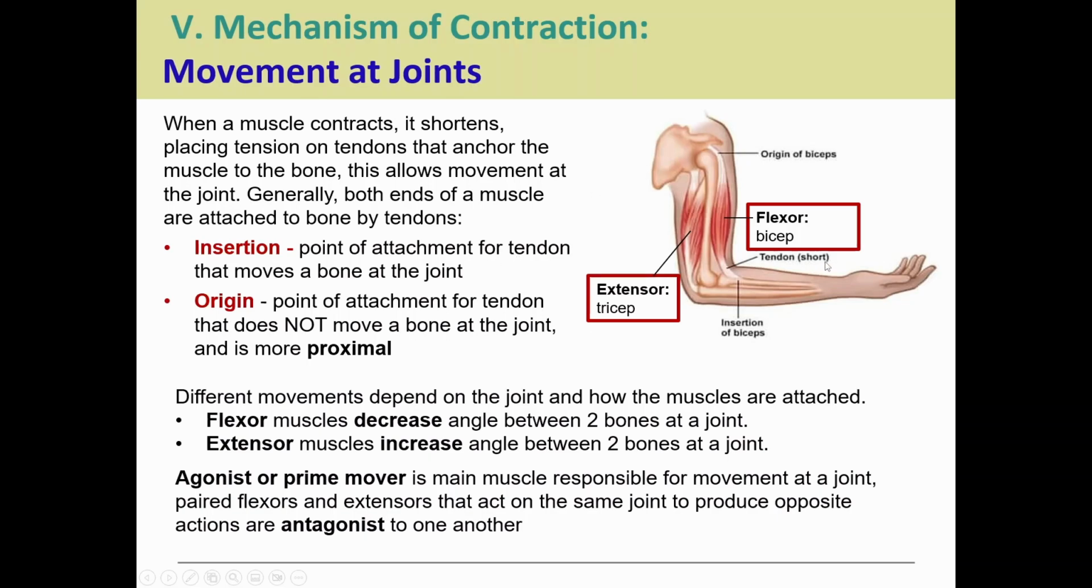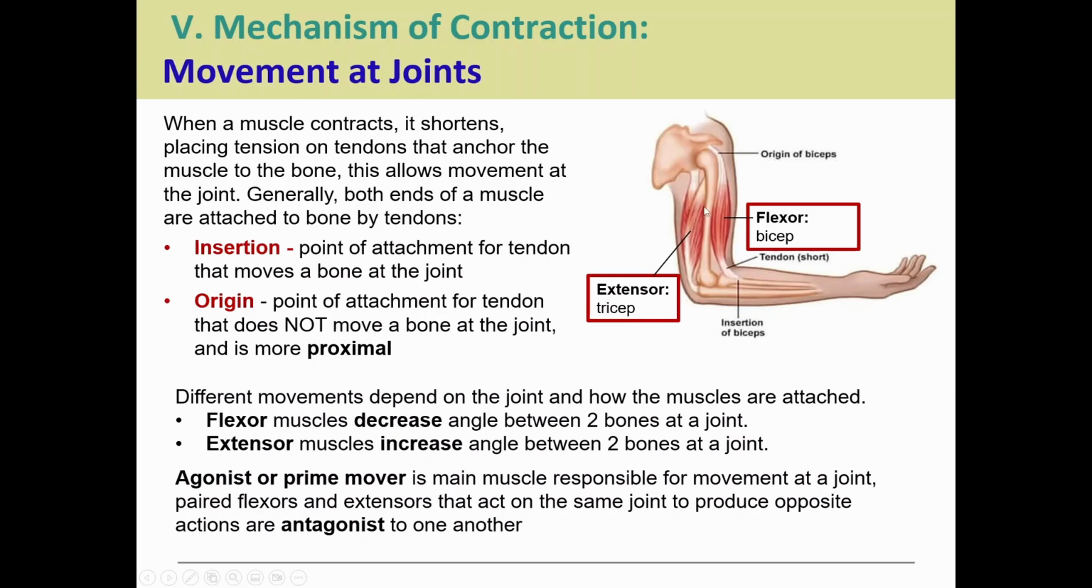We have different movements depending on how muscles are attached. If it's a flexor muscle, it's going to decrease the angle. So like the biceps is a flexor muscle because it is decreasing the angle, right? So here we have an angle about 90 degrees. If this person contracts their bicep, we can move this arm up, decreasing the angle from 90 to 45 degrees, right? Extensor muscles increase it.